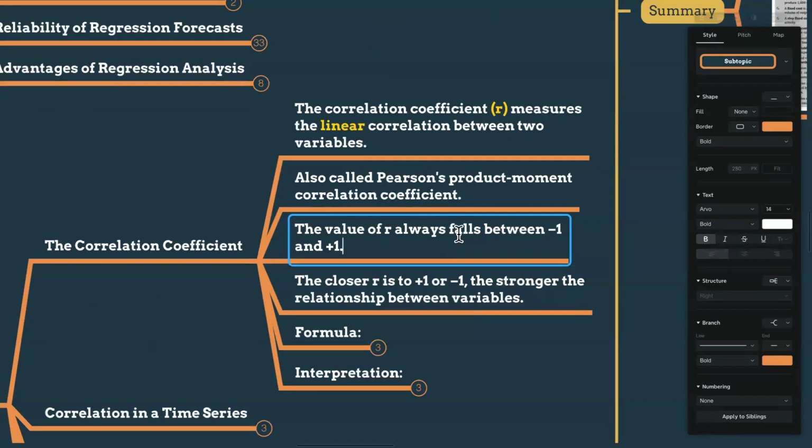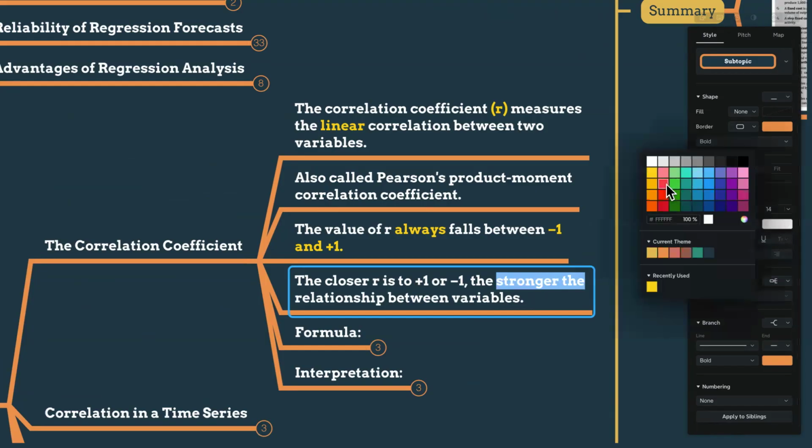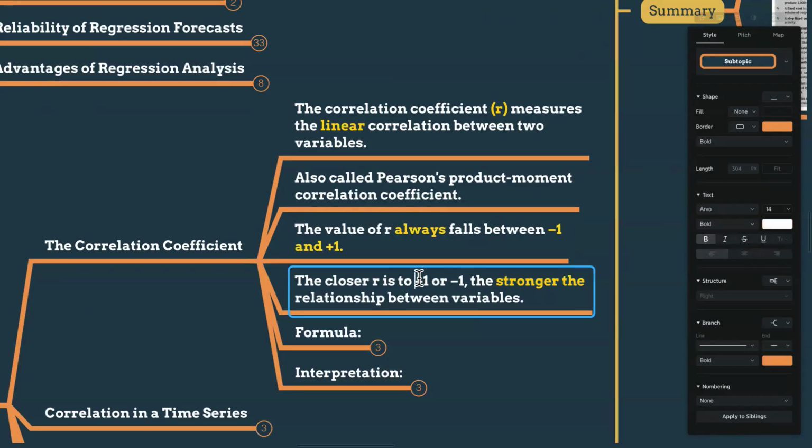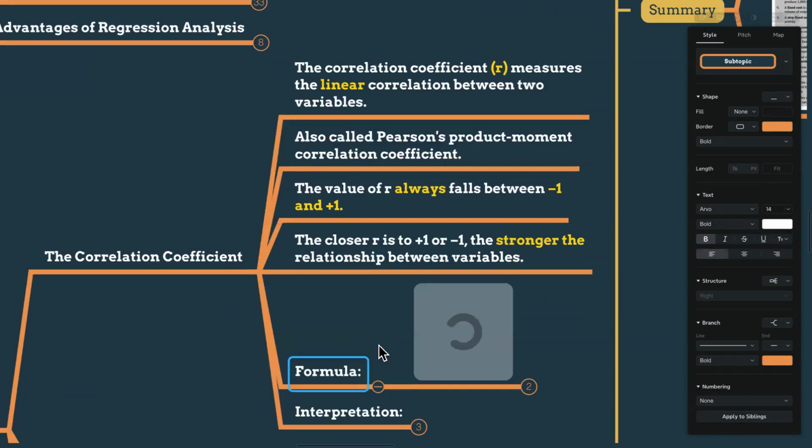The value of R always, remember this word always, falls between -1 and +1. The closer it is to +1 or -1, the stronger the relationship. -1 means a strong negative relationship, and +1 means a strong positive relationship.